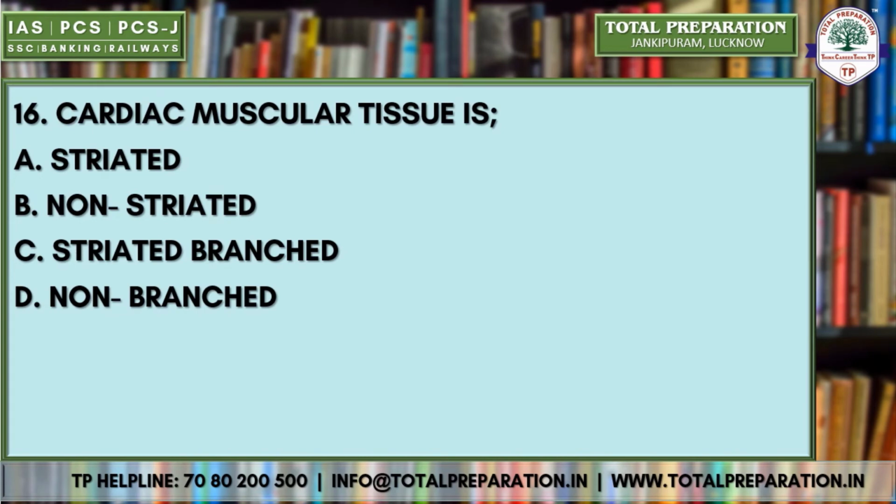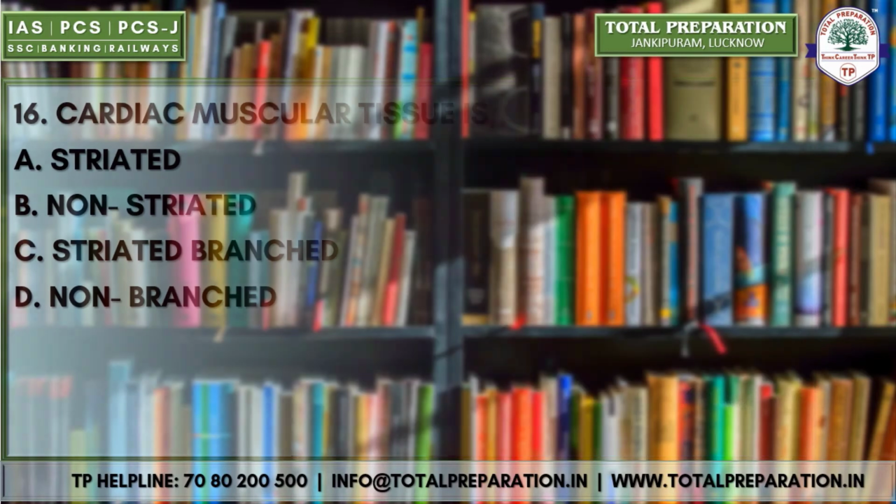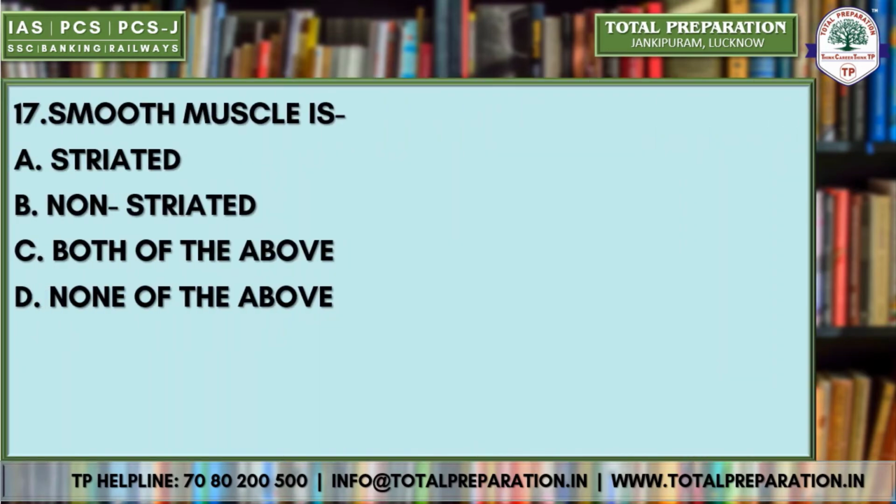Cardiac muscular tissue is A, striated, B, non-striated, C, striated and branched, D, non-branched. The correct answer to this question is answer C, which is striated and branched. Smooth muscle is option A, striated, option B, non-striated, option C, both of the above, option D, none of the above. The correct answer is option B, non-striated.